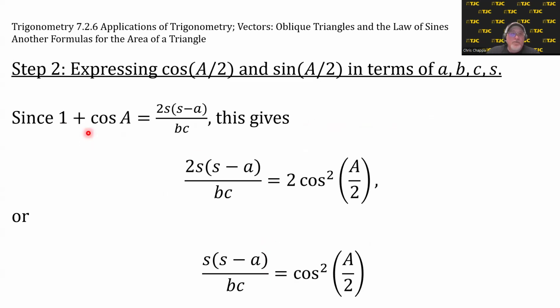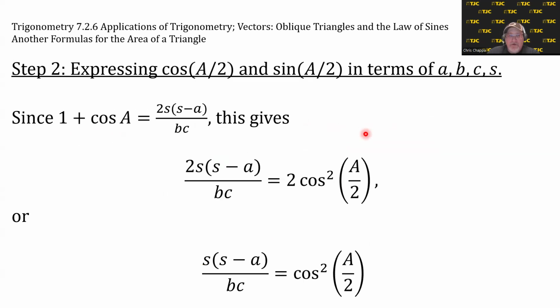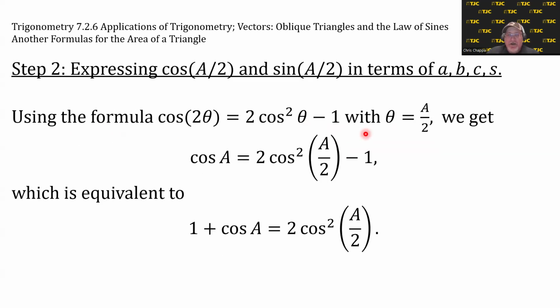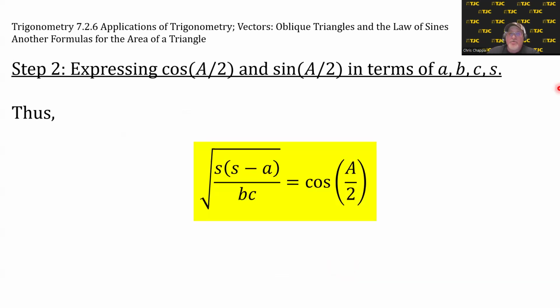Now, since 1 plus cosine of A equals 2S(S minus A) over BC, this becomes 2S(S minus A) over BC equals 2 cosine squared of A over 2. Then we can divide both sides by 2 and get cosine squared of A over 2 equals this fraction, and then square root both sides to get cosine of A over 2 is the square root of S(S minus A) over BC. I know that's a lot.